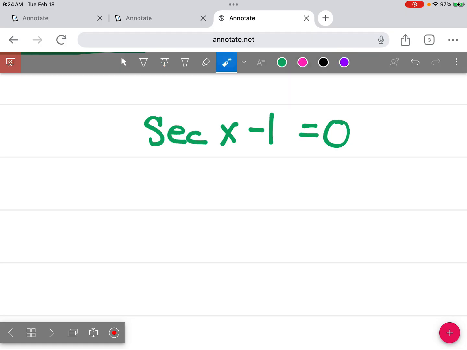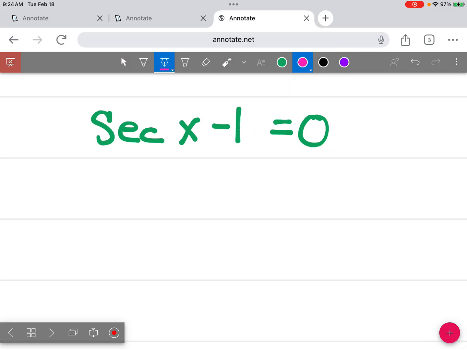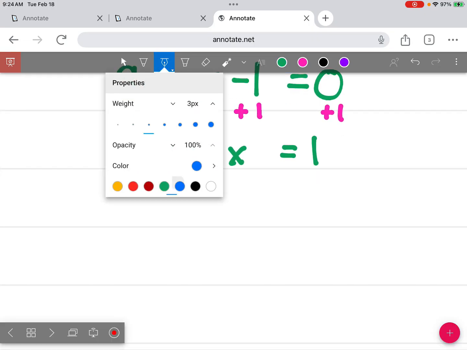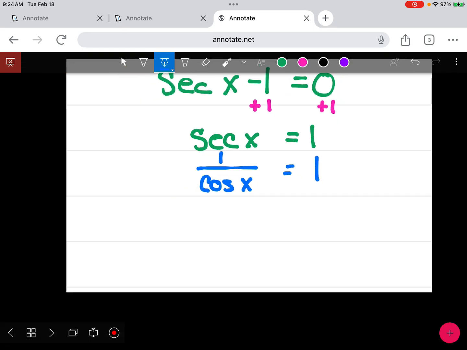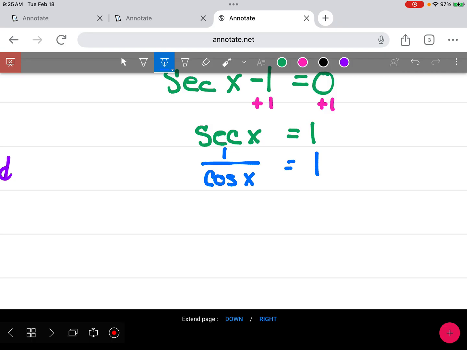So let's look at the right-hand piece, our secant of x minus 1. First things first, let's get rid of that 1. Add 1 to both sides. So let's see if we can figure out where secant of x might equal 1. That seems more attainable. Remember that secant is 1 over cosine of x, right? So what do we need cosine to equal? 1. Cosine of x equals 1 is what we're looking for. So where does cosine of x equal 1? 0.